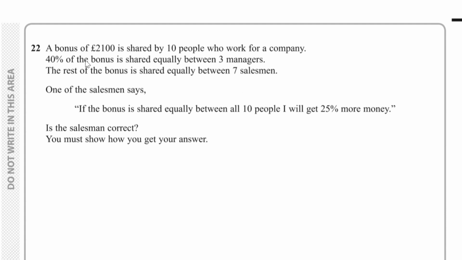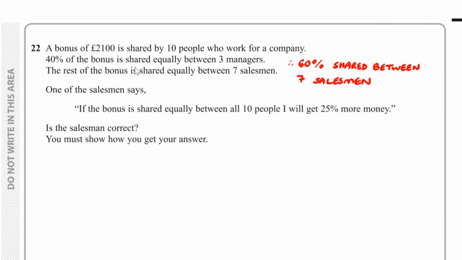Question number 22. A bonus of £2,100 is shared by 10 people who work for a company. 40% of the bonus is shared equally between 3 managers. The rest of the bonus is shared equally between 7 salesmen. One of the salesmen says, "If the bonus is shared equally between all 10 people, I will get 25% more money." Is the salesman correct? You must show how you get your answer.